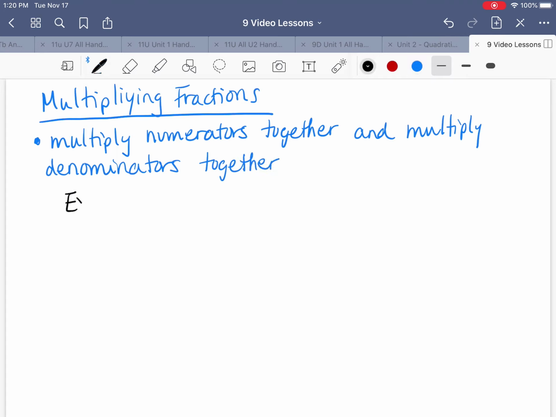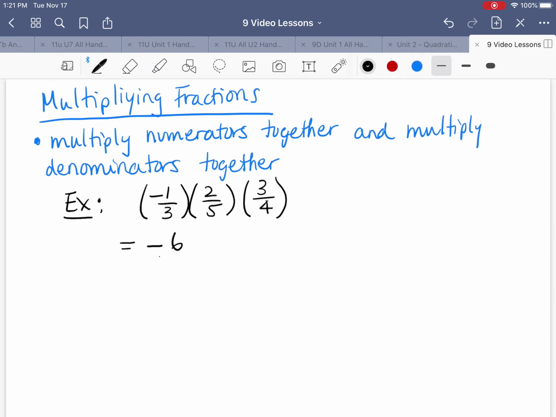So for example, we might have negative 1/3 times 2/5 times 3/4. So we want to multiply all of the numerators together. So negative 1 times 2 times 3, that's going to give us negative 6. And all of that is going to be over 60. Because 3 times 5 times 4 gives us 60.